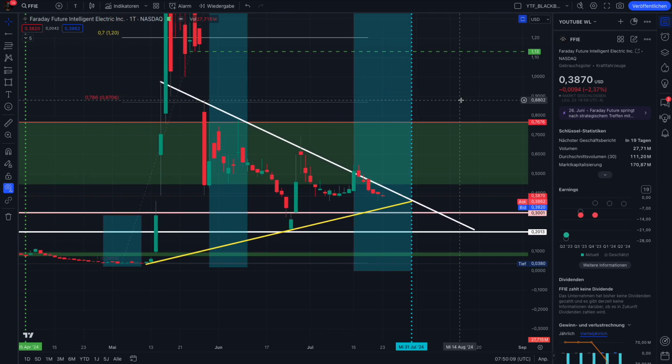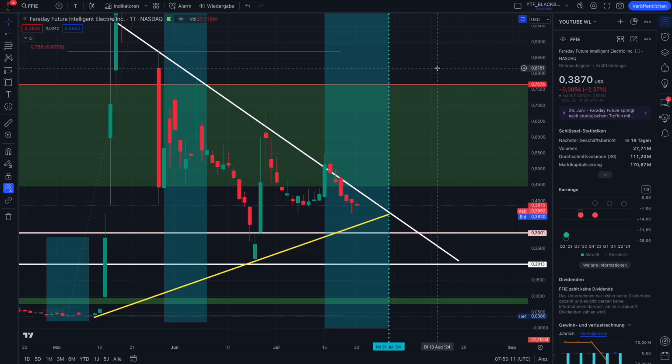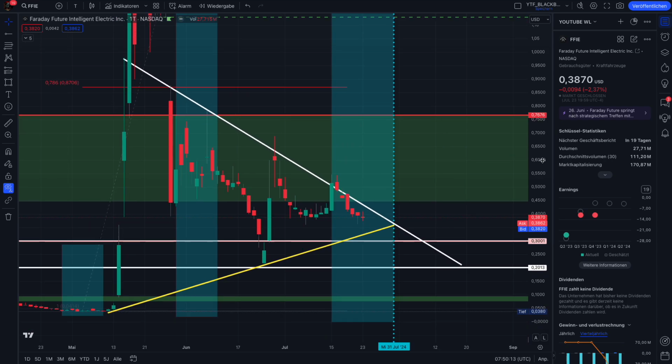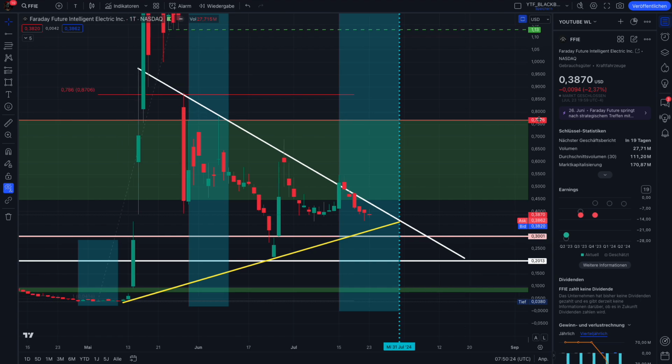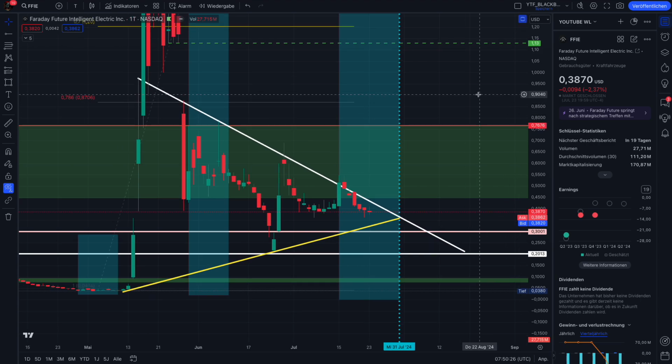So guys, Faraday Future, make it or break it. I would call it like that. That's why I also said we have a countdown here. Why do we have a countdown? The stockholder meeting is at the end of July, the 31st of July. We have our stockholder meeting where some decision will be made, or at least the voting will be made, which should be in favor of a stock split.